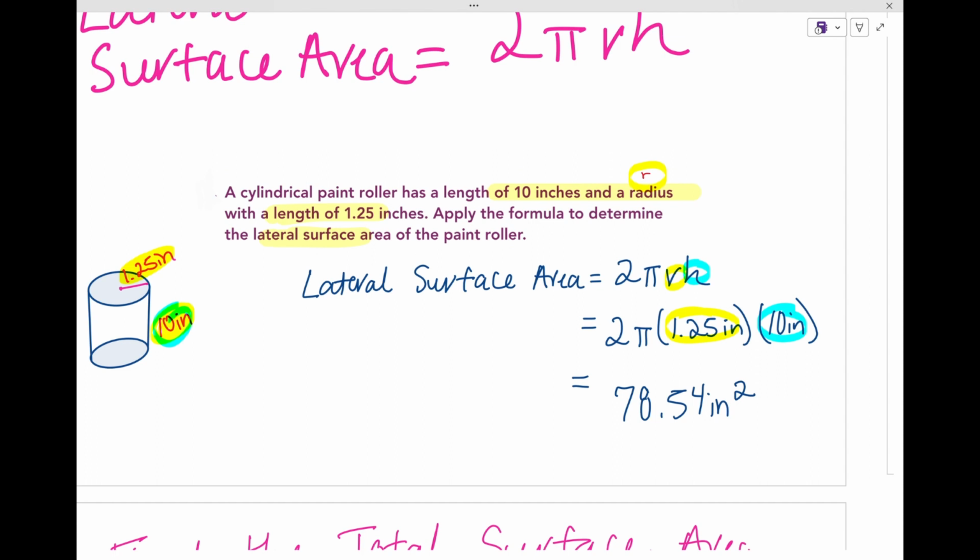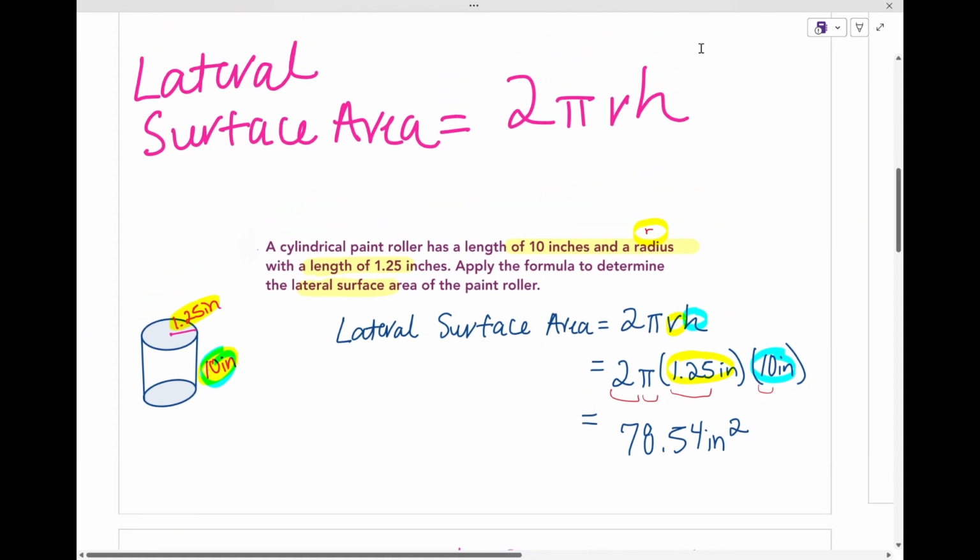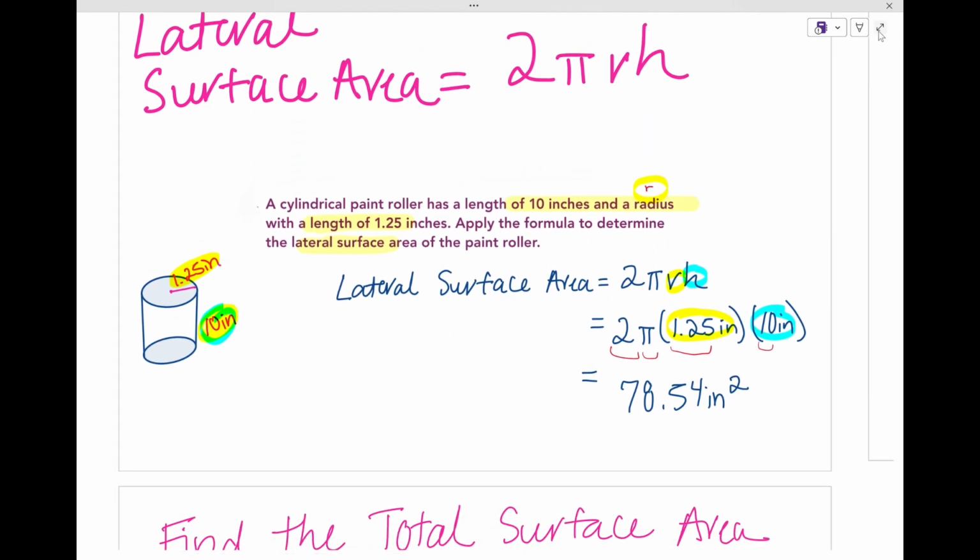Then when we multiply, we just multiply all those parts together in your calculator. You put 2 times pi times 1.25 times 10. You can just put the pi symbol into your calculator. I believe that's in the calculator. You use that blue second button and then the button with the up arrow. I can try to pull that up in a second. But when you do all that, you should get 78.54. In fact, let me go ahead and do that on the calculator just so we know how to do it.